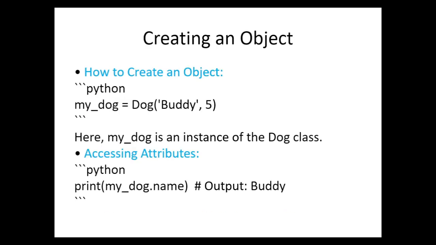Now how to create the object. We have seen how to create a class and the init method. The object is created by writing an object name equal to the name of the class and passing the parameters in the parentheses. So in this example, this is the object name, this is the name of the class, and these two are the parameters. Now how to access the attributes? To access an attribute of the class, we use the object name dot the name of the attribute.